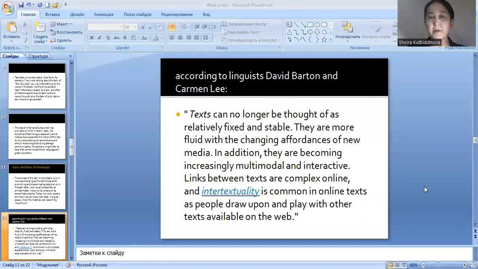So according to the linguists David Barton and Carmen Lee, text can no longer be thought of as relatively fixed and stable. They are more fluid with the changing affordances of new media. In addition, they are becoming increasingly multimodal and interactive. Links between texts are complex online, and intertextuality is common in online texts as people draw upon and play with other texts available on the web.